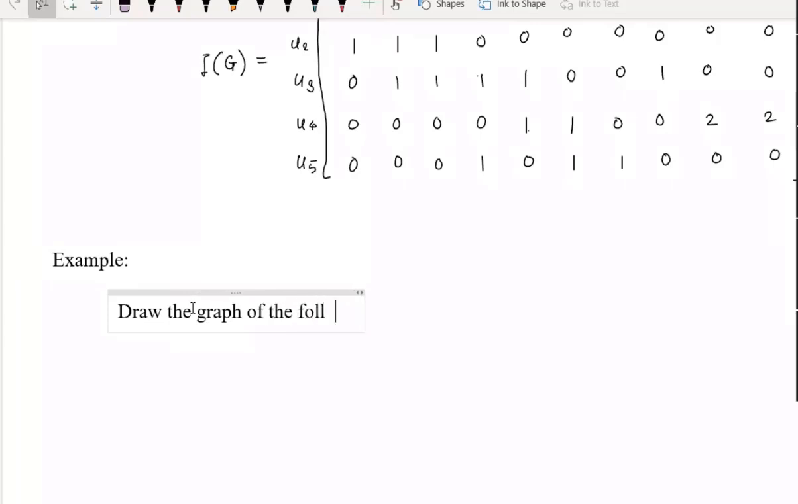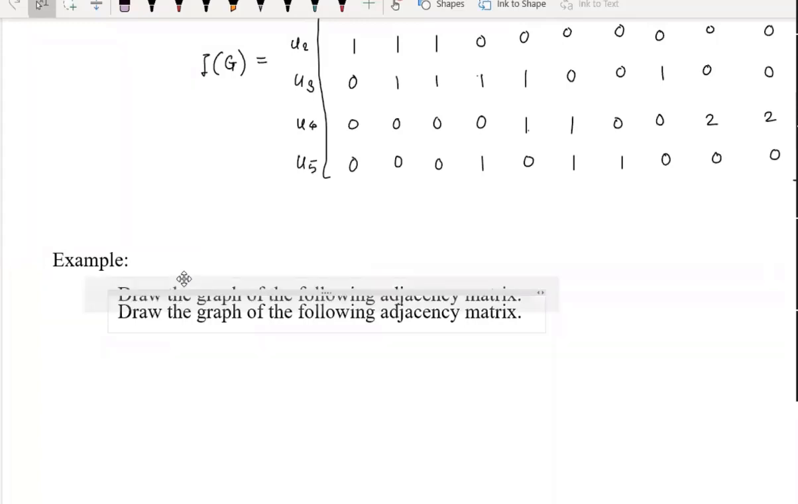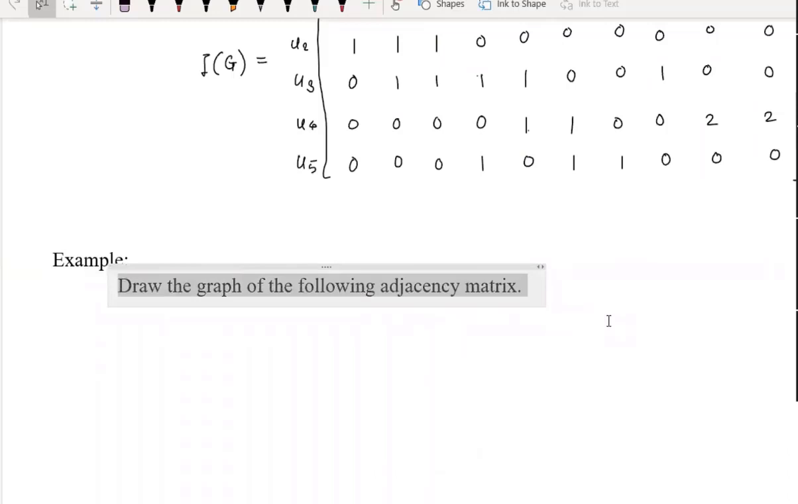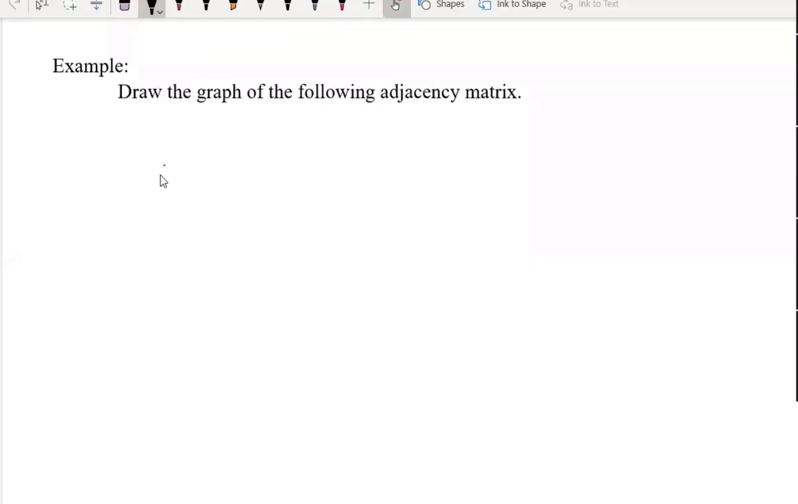of the following adjacency matrix. Okay, that means the adjacency matrix will be given and we have to draw the graph of that adjacency matrix. Okay, so I'll draw the graph here. Adjacency matrix A of G is equal to 1, 2, 0, 0. So this is 2, 0, 0.